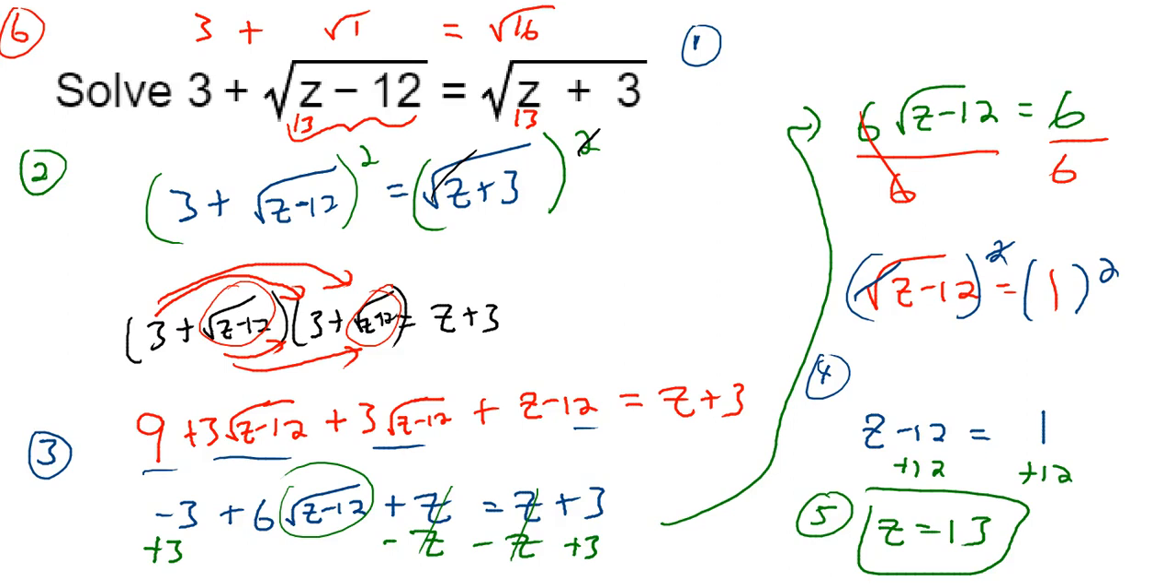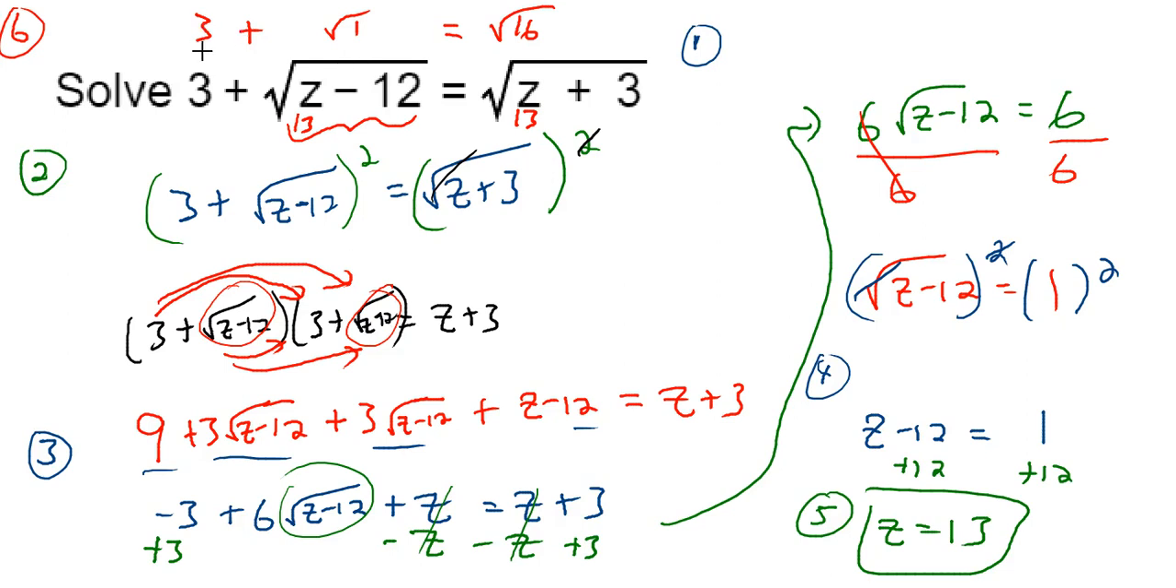Even though we only got one answer here, you have to check it because it's possible it doesn't work. If you have to throw away all your possible solutions, which didn't happen today, and it's not going to happen here either, then you would have no solution. And that is a possibility. You might have to throw away all of your possible solutions, and if there's nothing else it could be, then you conclude that the equation has no solution.